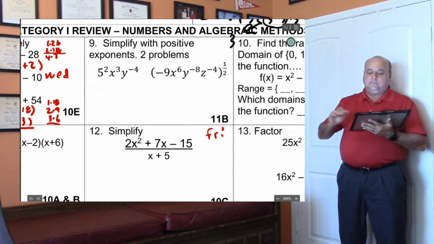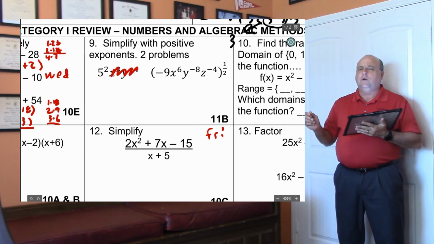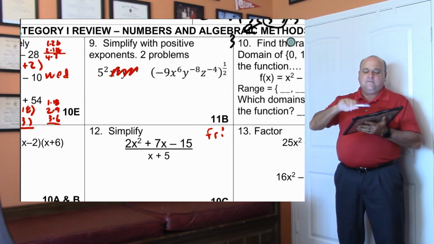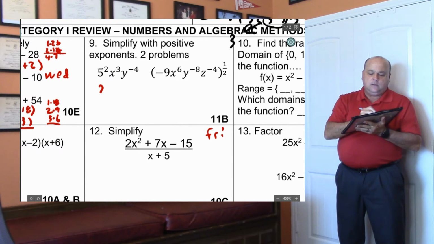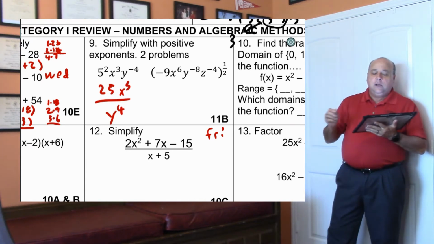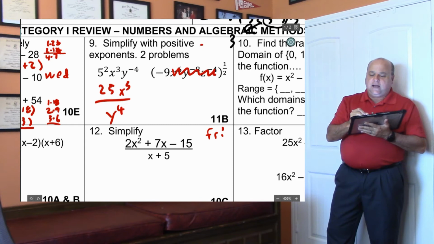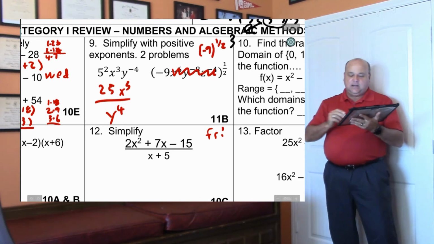Let's go to number 9, okay? On number 9, this is the same problem over and over. Just punch that in. 5 squared is 25. The x stays on top, the y goes to the bottom. Piece of cake, huh? Now then on the next one, squiggle this out, and you've got negative 9 to the 1/2. Punch that in on the calculator.